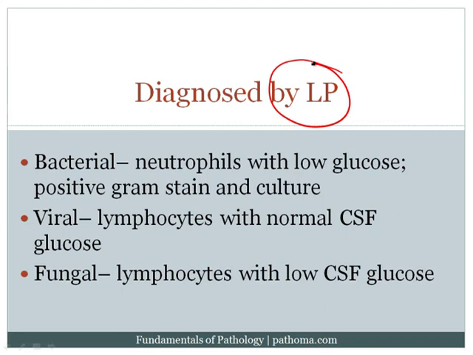Board examiners also like you to know that when you do an LP, you're actually going to go through a few layers. You go through the skin, and then you cross the ligaments. Then you'll enter the epidural space. You'll cross the dura, and then you'll cross the arachnoid, but you will not pierce the pia, and that's particularly high yield. Again, you will not pierce the pia.